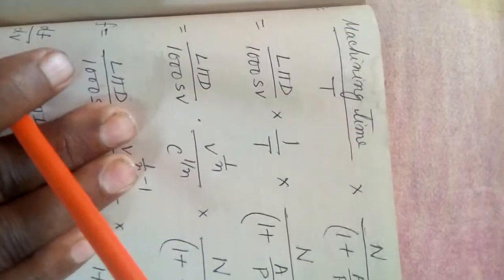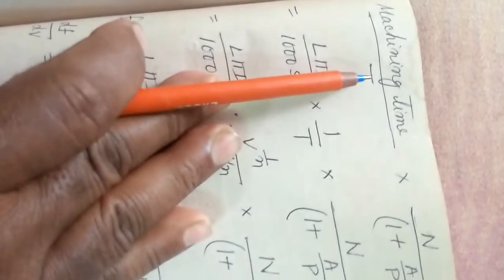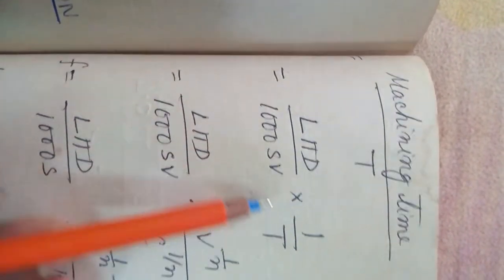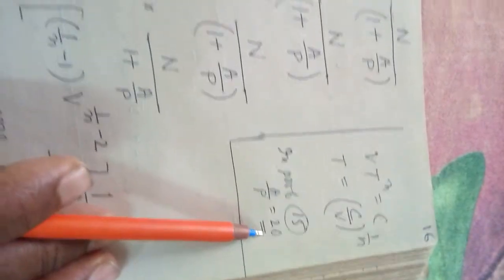Now machining time. Machining time by T into this one. So tool depreciation cost will be equal to L pi D by 1000 into S into V, this is the machining time, by T, which is equal to N by 1 plus A by P. In problem 15, A by P is equal to 20 is given. So this is this one.